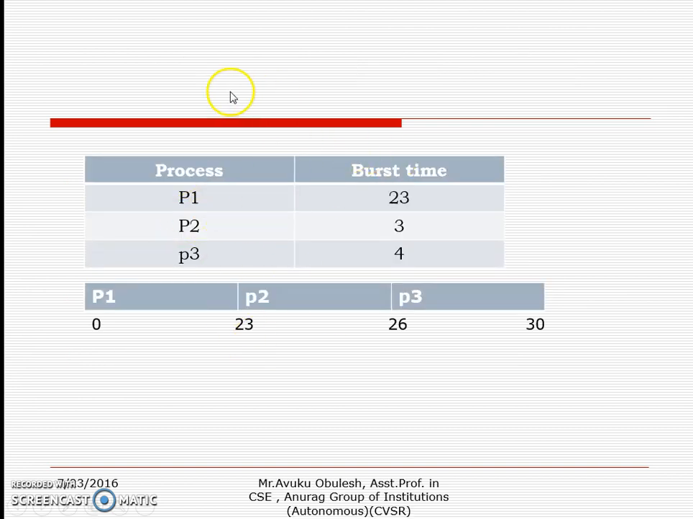Here is a small example for understanding. Three processes. Process P1 burst time is 23, meaning P1 should execute for 23 milliseconds. P2 needs 3 milliseconds. P3 needs 4 milliseconds. This is a Gantt chart. P1 came first, that's why the CPU starts execution of P1, and P1 is executed up to 23 milliseconds.